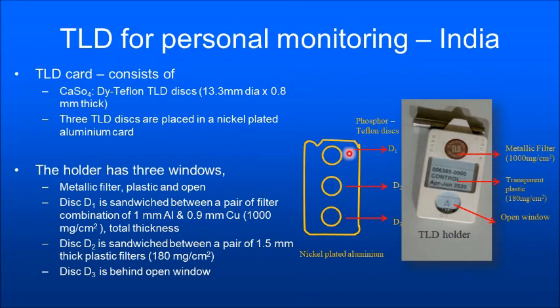The first one, D1, is sandwiched between a pair of filters of 1 mm of aluminium and 0.9 mm of copper. In total, the thickness is about 1000 milligram per centimeter square. Disc 2 is sandwiched between a pair of plastic filters of thickness 1.5 mm. Disc 3 is behind the open window, which will receive all types of radiations. This is the actual TLD holder that is used in our country, in India, that has a metallic filter, the plastic filter, and the open window.